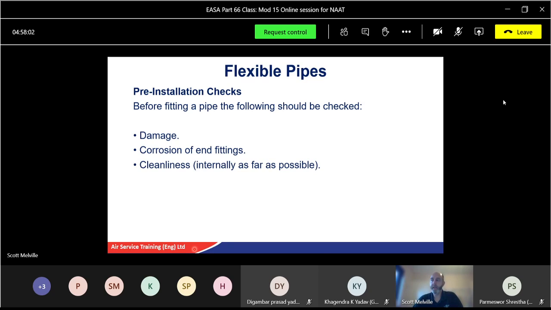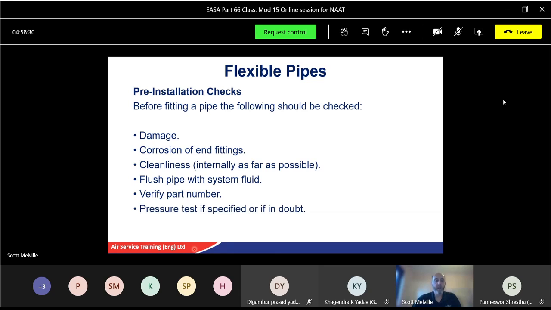Check cleanliness. Sometimes what you can do is flush the pipe through with clean fluid, the same fluid it's going to be attached to. So again, flush it with the system fluid. Verify the part number, because some pipes might have the same fitting and the same size of connection but be for a different system, so the pressure testing can be different and that sort of thing. Pressure test if specified or if in doubt.